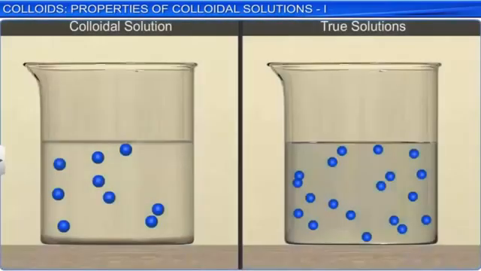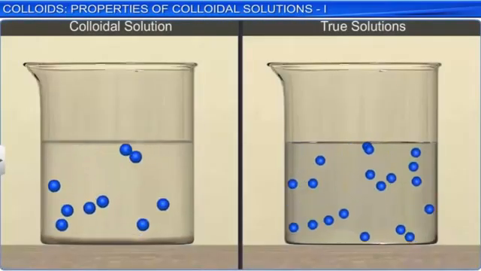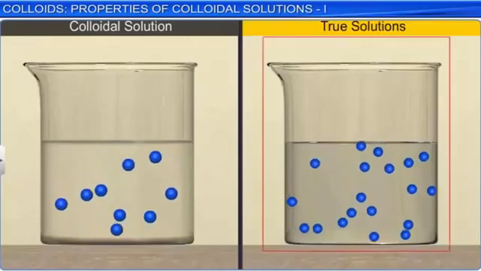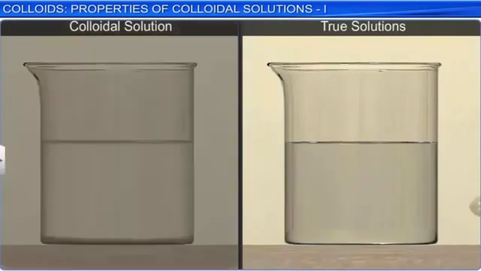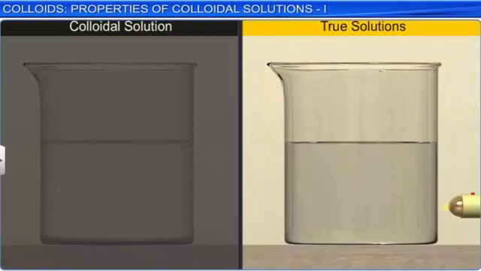One property of colloids that distinguishes them from true solutions is the Tyndall effect. When a beam of light passes through a true solution, there is no scattering and the path of light cannot be traced. The solution appears clear if observed in the direction of light, and perfectly dark if observed from a direction perpendicular to the direction of light.